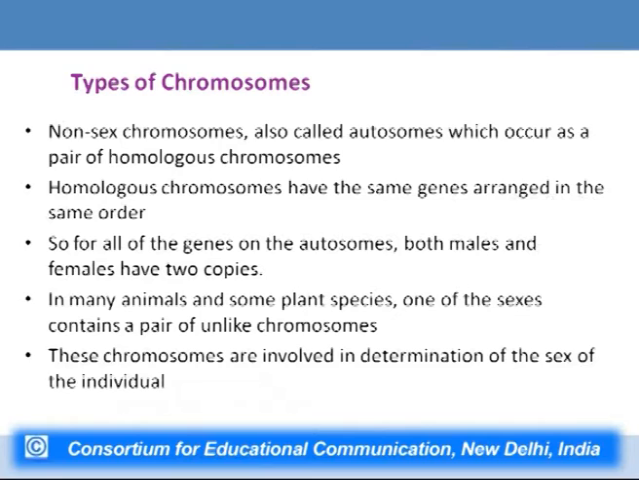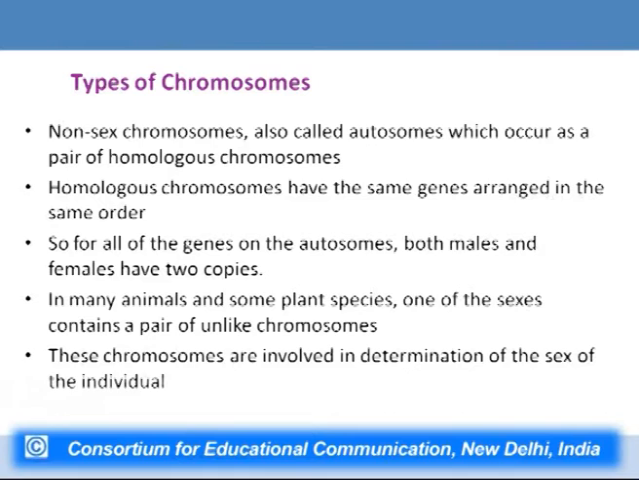Now, when we talk about chromosomes, there are basically two types of chromosomes. One type is that of non-sex chromosomes, which are also known as autosomes. All the non-sex chromosomes are together categorized as autosomes, and they occur as a pair of homologous chromosomes in a diploid organism. The genes present on these chromosomes are necessary for maintaining the homeostatic state of the organism as well as carrying out the daily functions of this particular organism.